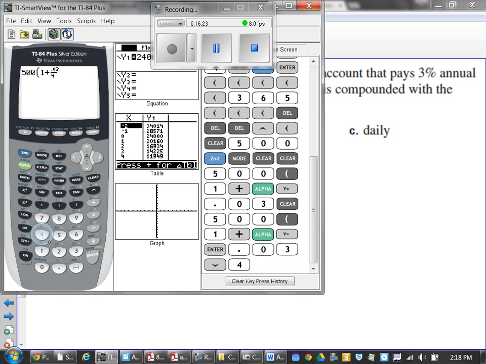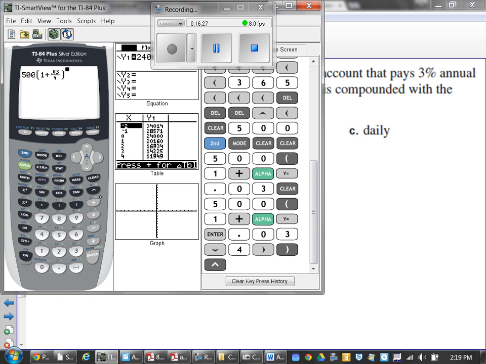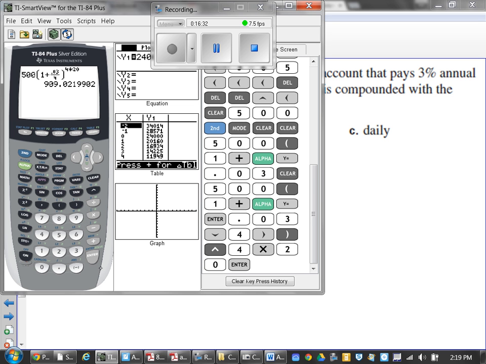It was quarterly, so it's divided by 4. And then my exponent would be 4 times the 20. $909.02. Yeah, it's a lot more. So after 20 years, that account... yeah, it was after 20 years, right? Okay.